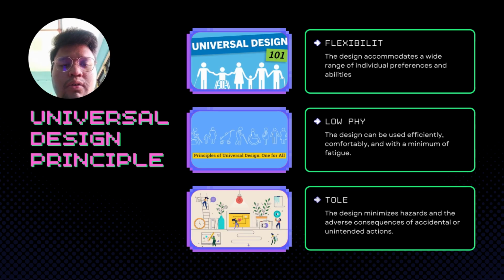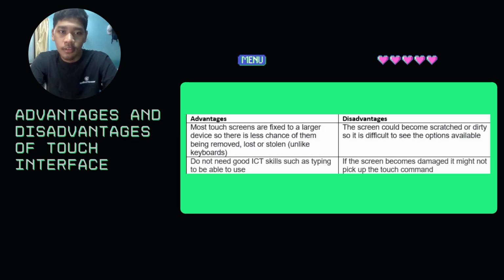For our product, the universal design principles are: first, flexibility in use. The design accommodates a wide range of individual preferences and abilities. Second, low physical effort. The design can be used efficiently, comfortably, and with a minimum of fatigue. Last one is tolerance for error. The design minimizes hazards and the adverse consequences of accidental or unintended action.